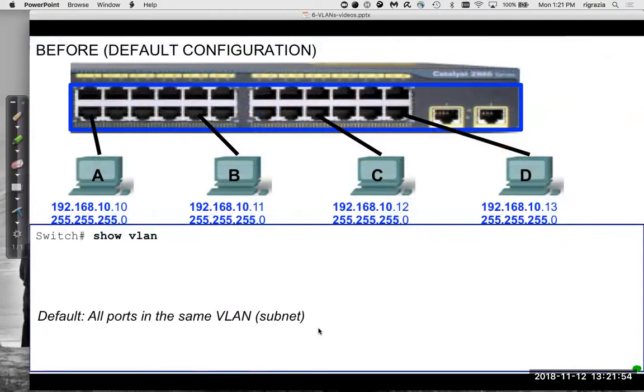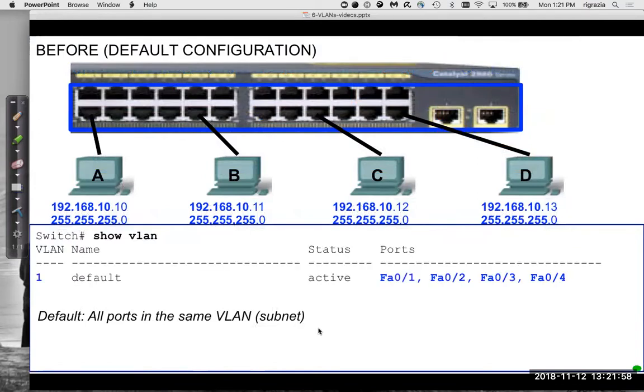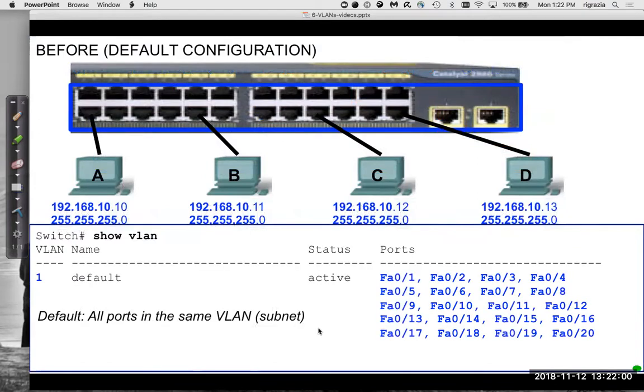So if I did a show VLAN before any configuration here, this is the default, we see that all ports are on the same VLAN. So any devices we connect to the switch, if we want those devices to be able to communicate with each other directly, they need to be on the same subnet.